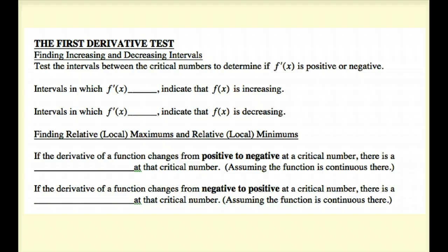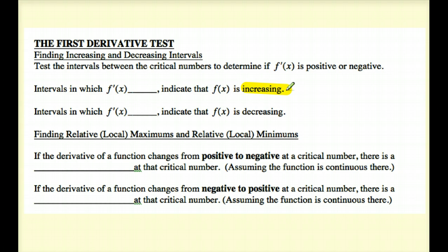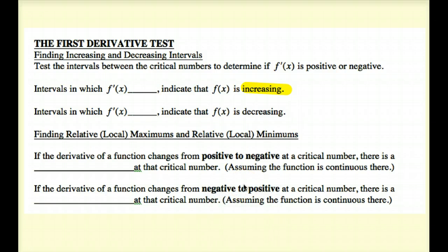It says, test the intervals between critical numbers to determine if f prime of x is positive or negative. Looking at our previous graph, anytime I have something that is increasing, what did you notice about the derivative? I'm hoping you said that the derivative had to be positive, or greater than 0. If something was decreasing, then its derivative is less than 0. This will help us find our maximums and minimums.